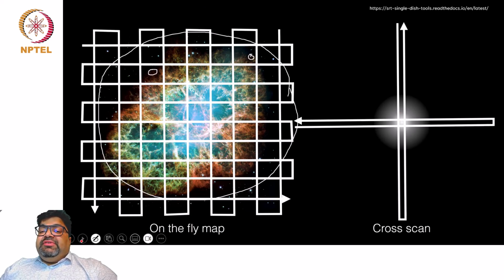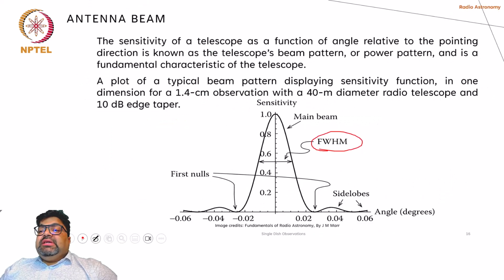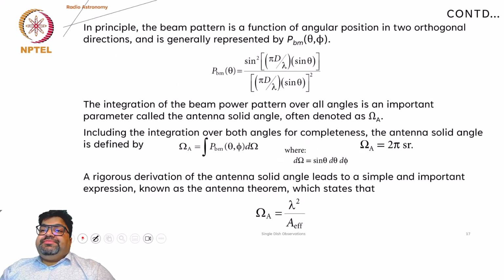So field of view basically is a very important quantity for designing an experiment with a single dish. Whether you can image a particular source or not depends on the field of view. Okay, beam pattern we have already discussed in detail. For an aperture, the beam pattern goes to a sinc square function, the primary beam pattern for a uniformly illuminated aperture, and this is also what we're discussing over here.